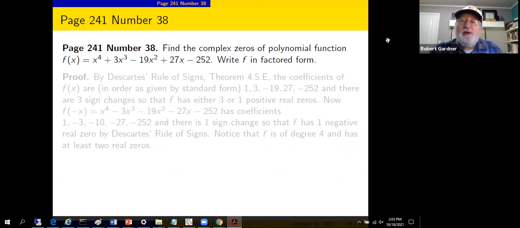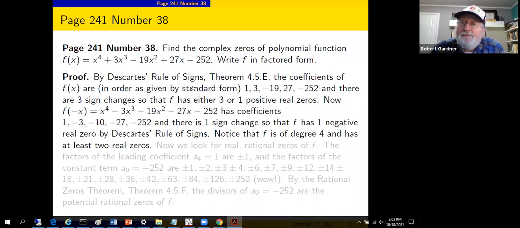Find the complex zeros of the polynomial function and write it in factored form. Okay, fourth degree polynomial. We're going to throw sort of a finale of the algebra stuff before we shift gears and start looking at logs and exponential functions in chapter 5. We're going to throw a lot of our background information at this one question.